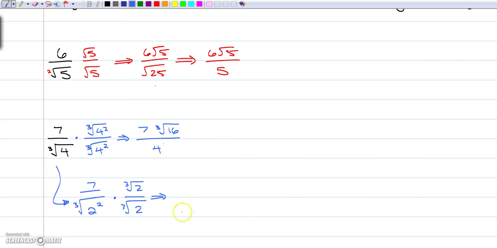That means there are 4 2's. I'm going to take a group of 3 on the outside. My final answer for this part would look like this. Oh wait, I can reduce it. Same final answer. 7 times the cube root of 2 over 2. Either way that you choose to simplify, the complex or the simple denominator works.